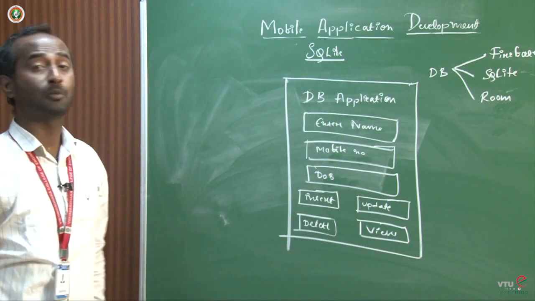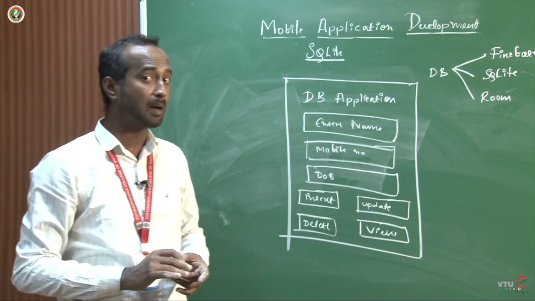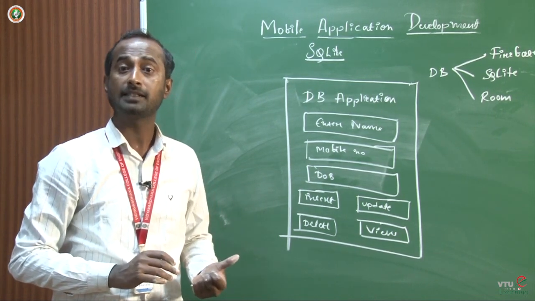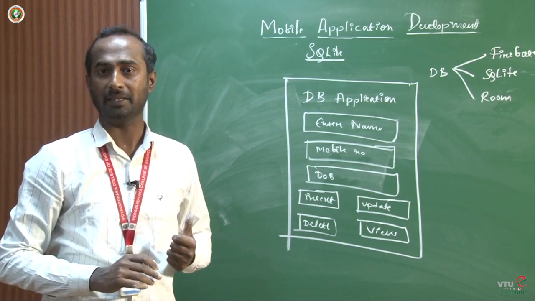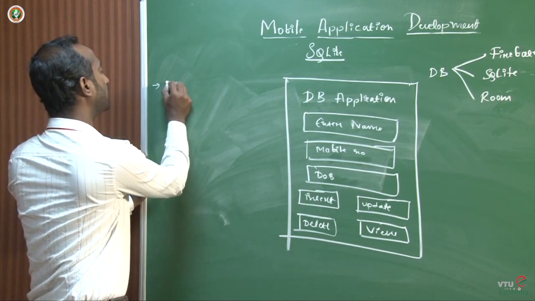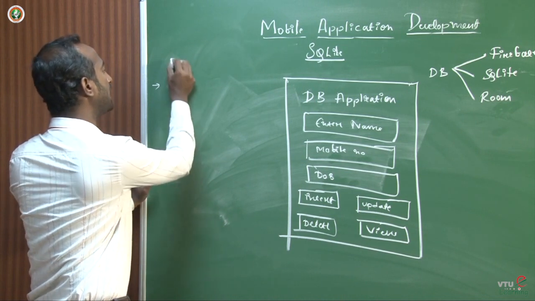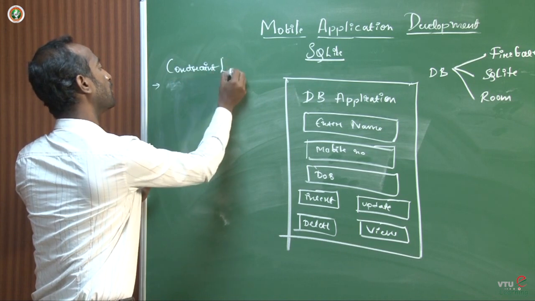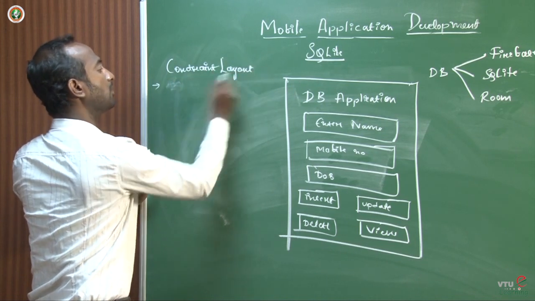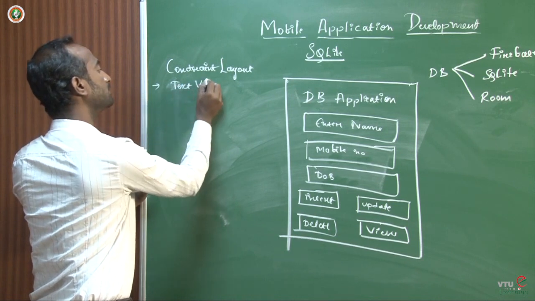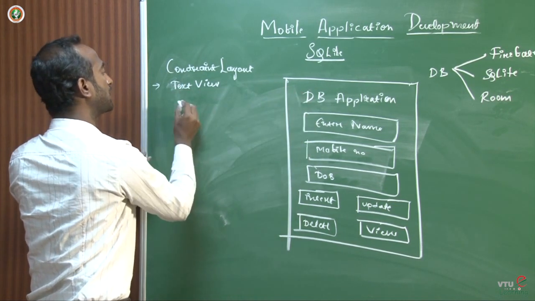This is my design that I'm going to design to demonstrate the database application using DB helper class, which uses SQLite database. So this is my design. Firstly, I'm going to use the constraint layout. So a text view for title. For this, I'm going to use the text view.